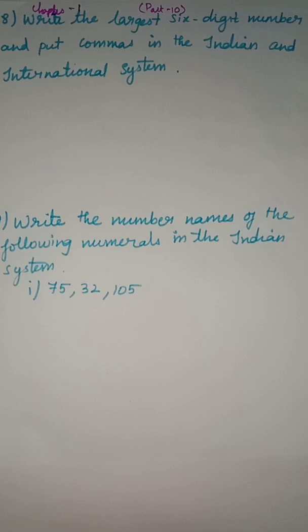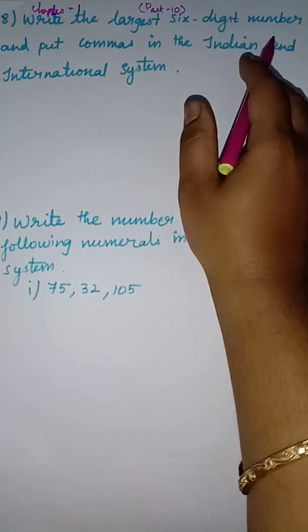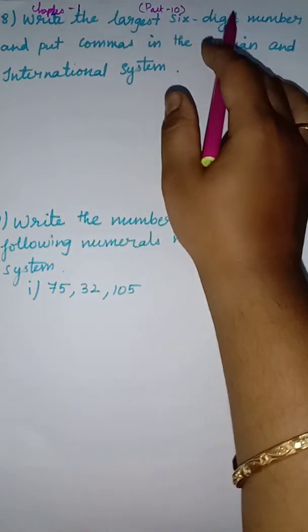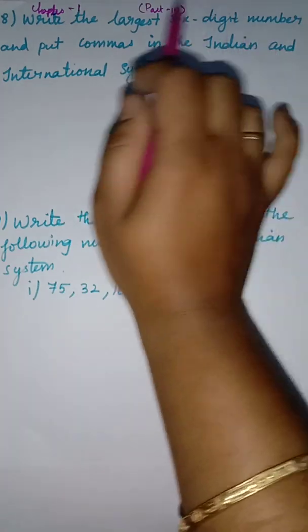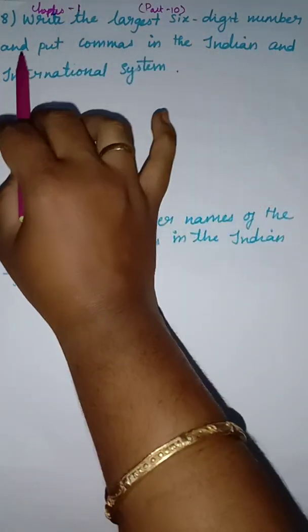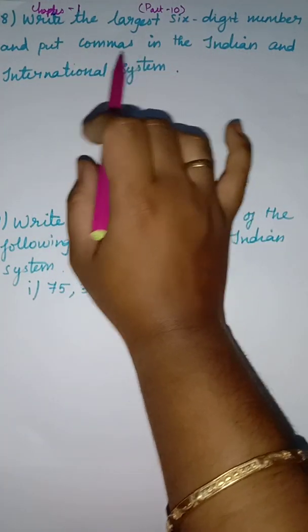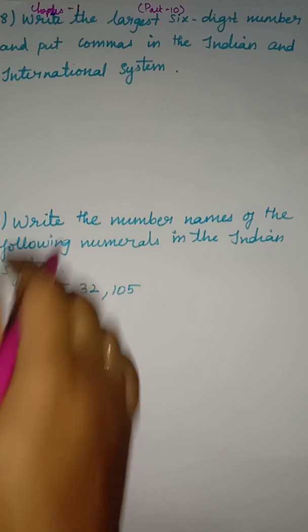What is the eighth question? Just read the question and then we are going to answer it. Write the largest 6-digit number and put commas in the Indian and international systems. So what we have to do is first write the largest 6-digit number.